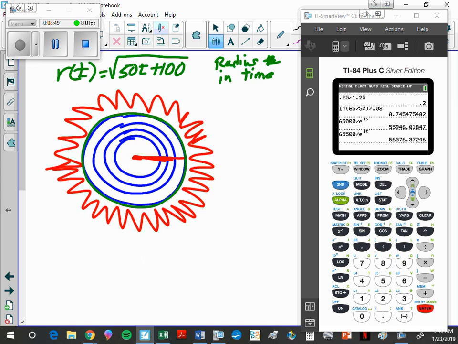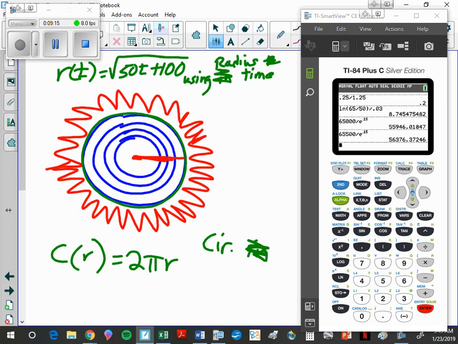Okay. The other thing we need to know is the circumference is 2 pi r. What does that tell me? That is the circumference, using the radius. So the radius using time and the circumference using the radius.